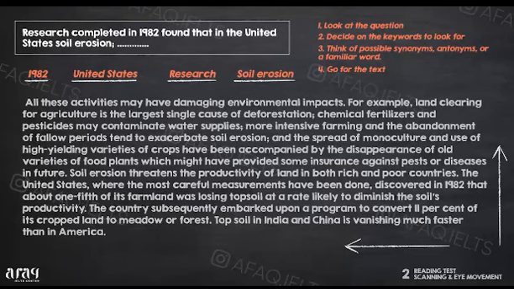Good. Now, the sentences that contained the keywords in the paragraph were these. Soil erosion threatens the productivity of land in both rich and poor countries. The United States, where the most careful measurements have been done, discovered in 1982 that about 1/5 of its farmland was losing topsoil at a rate likely to diminish the soil's productivity.